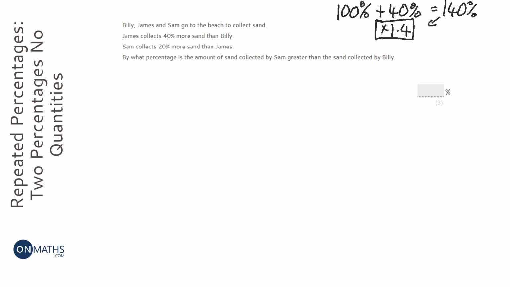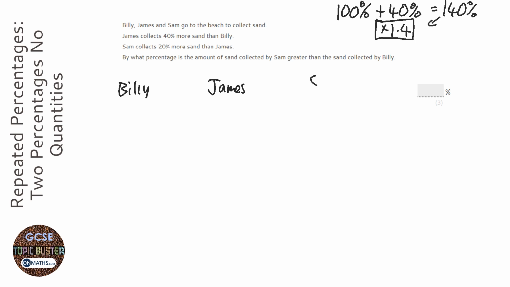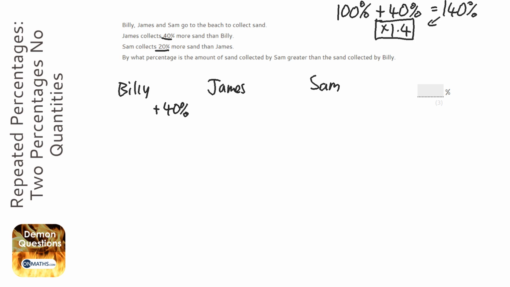So in this question it says we have Billy, we have James, and we have Sam. And we're told that James collects 40% more sand than Billy. So he's got 40% more. We're told that Sam collects 20% more sand than James. So he's got 20% more. By what percentage has Sam got greater than Billy?